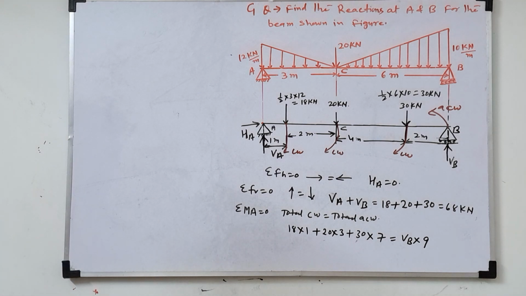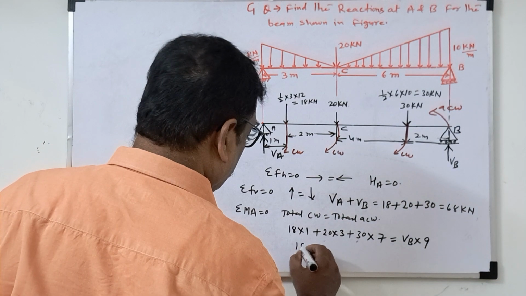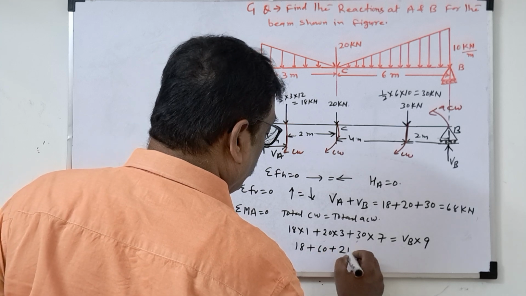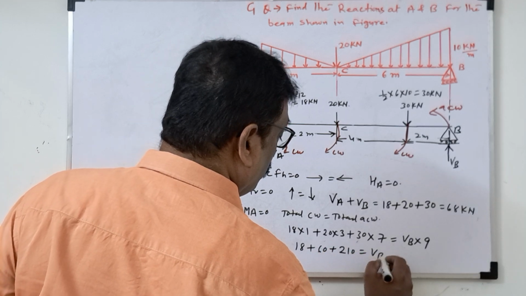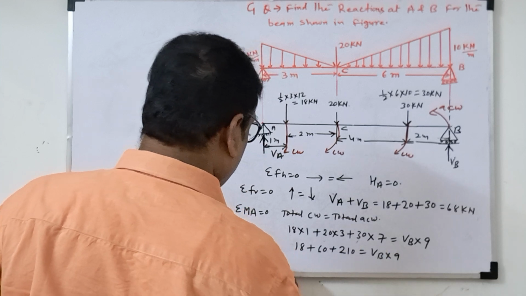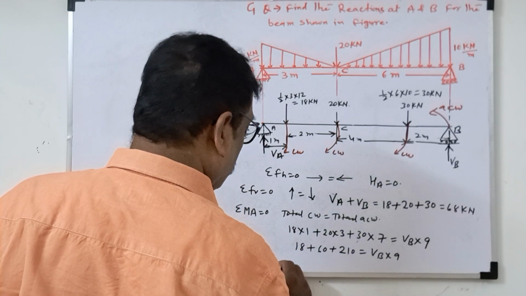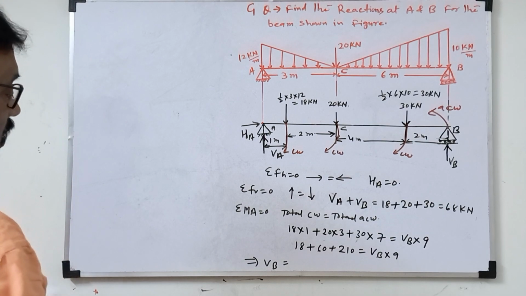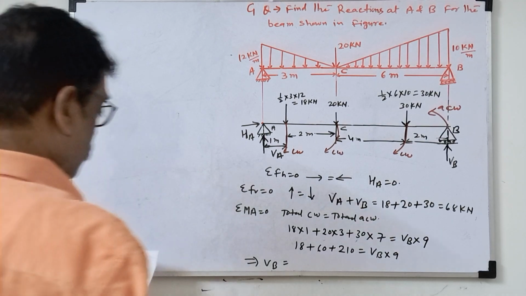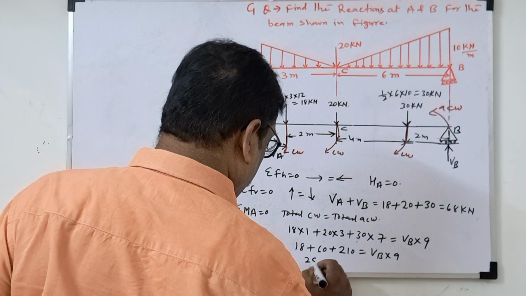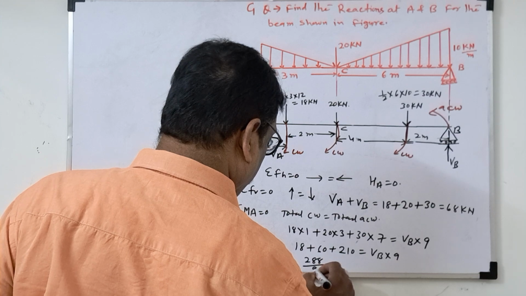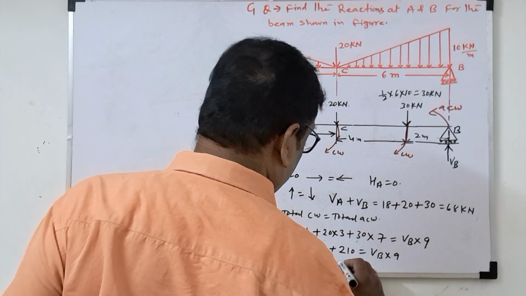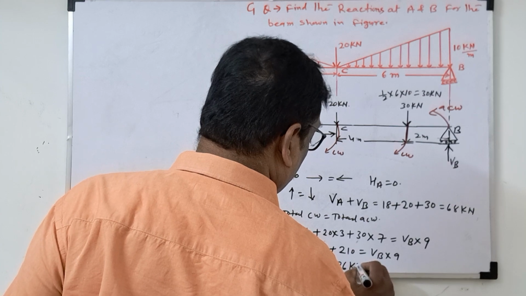So 18, how much is coming? You see here, 18 plus 60 plus 210 is equal to VB into 9. If we find VB, this will be 288. 288 divided by 9, if we calculate this, it's coming 32 kilonewton.